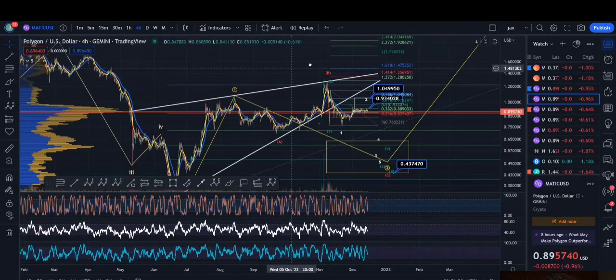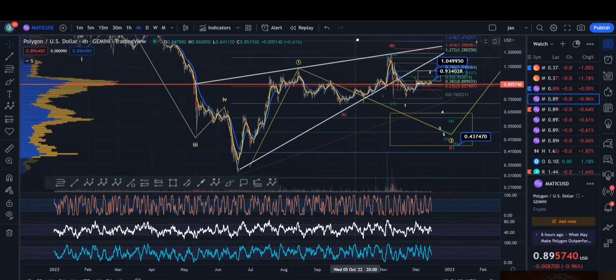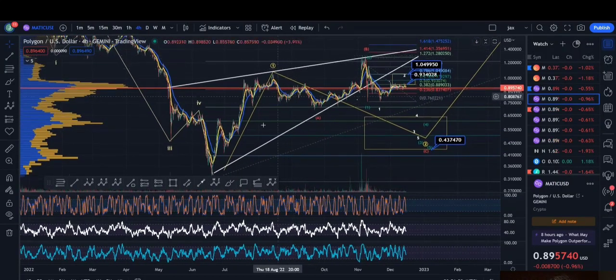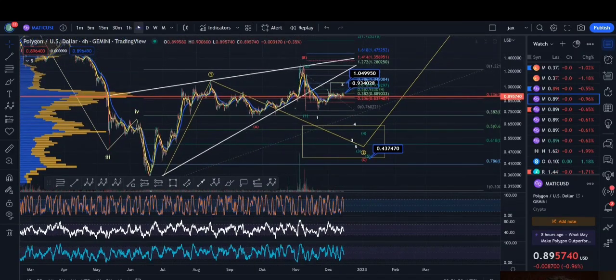Let's hop into Matic. So I have to do a little bit of a recount and it makes a little bit more sense here. So potentially what I'm looking at is we push up in a wave 1 and we've come down in a wave A. This is the overshooting wave B and you're looking to come down in a wave C.